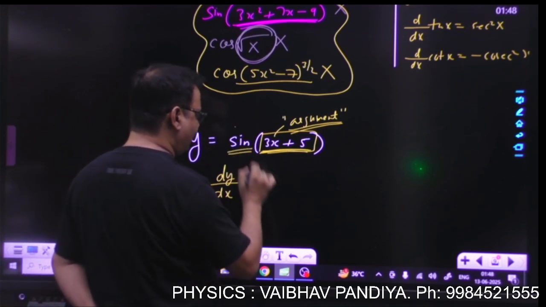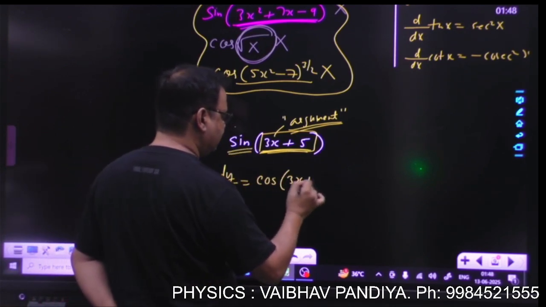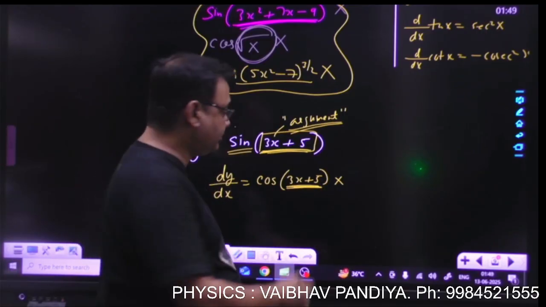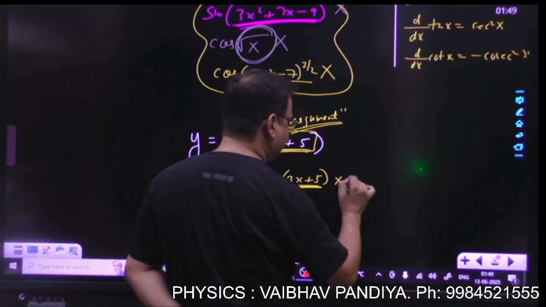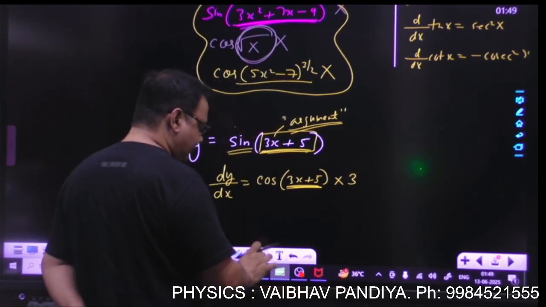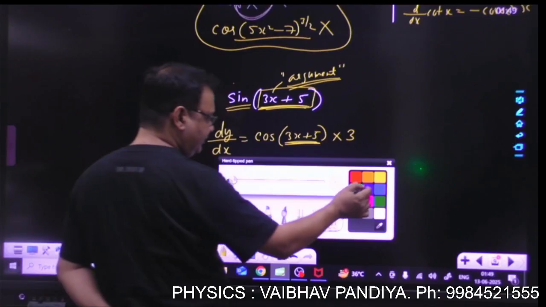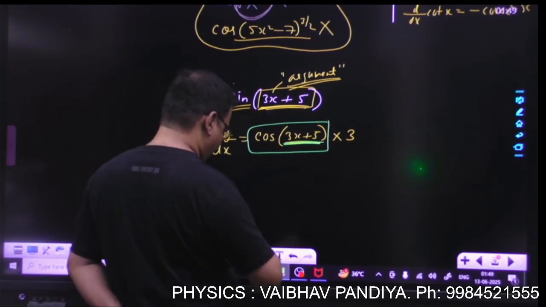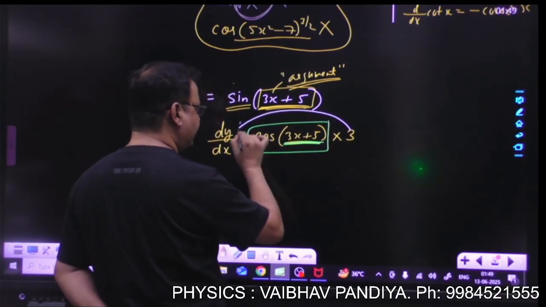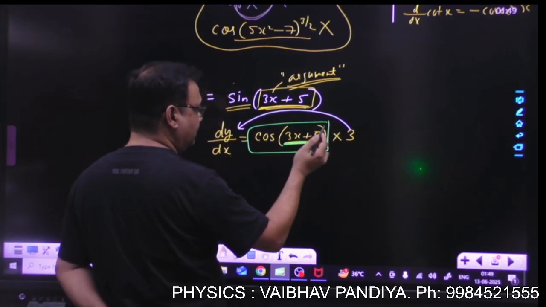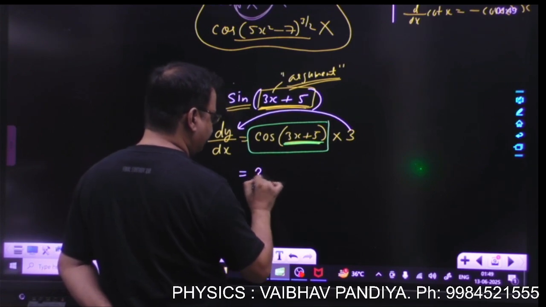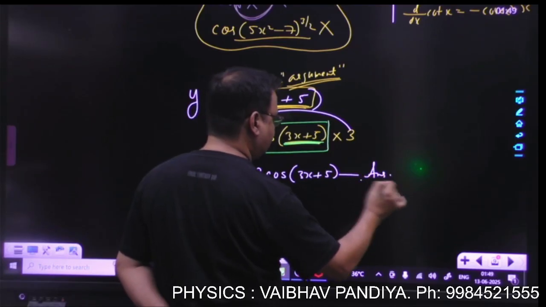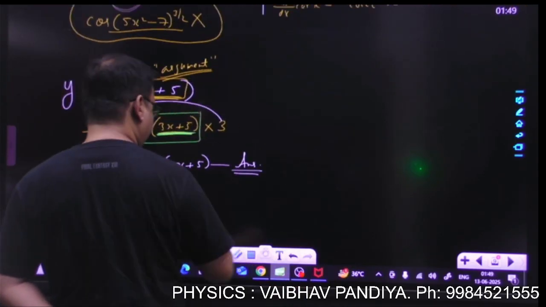So the derivative of sine is what? Cos. Copy the argument. Now multiply with the derivative of the argument. So what is the derivative of the argument? 3x will have a derivative 3 and 5 will have a derivative 0. So multiplied by 3. And to make sure that 3 is multiplied with this whole thing, and is not a multiplication with just the argument, to avoid such confusion we can transport 3 to the left outside. So I can write 3 cos 3x plus 5. This will be your answer. Got it? The first illustration.